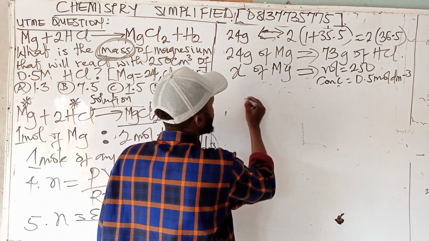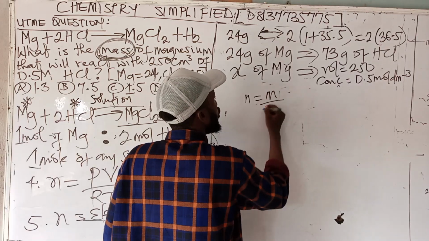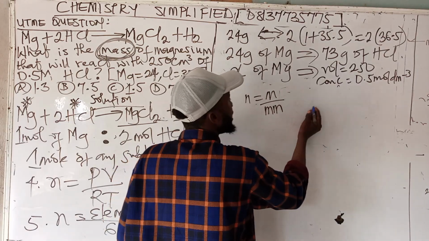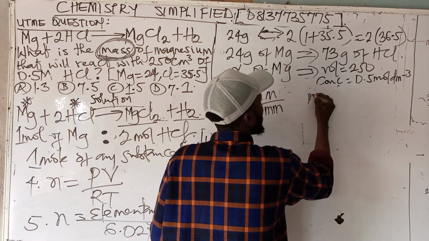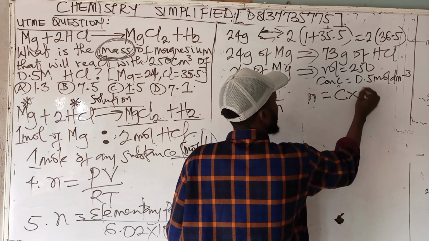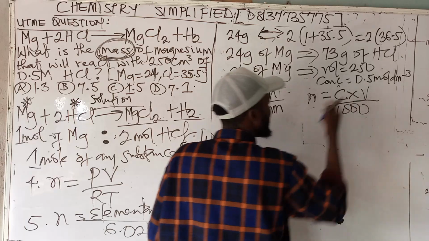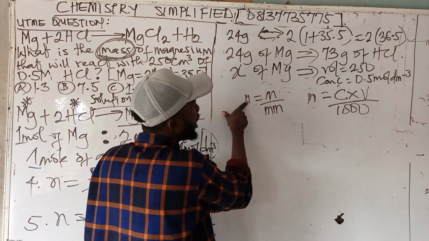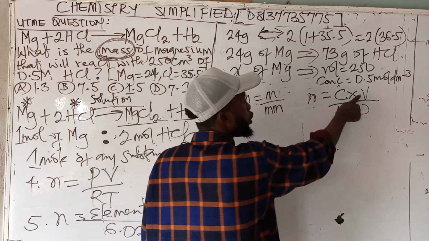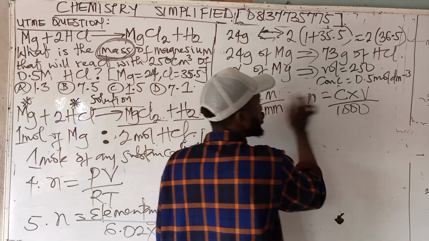Now, the first formula is what? Number of mole equal to mass over molar mass. The second formula is number of mole equal to concentration times volume over 1000. That means if our volume is in cm cube. So the number of mole is equal to this, and number of mole is also equal to this. So you can equate these together.